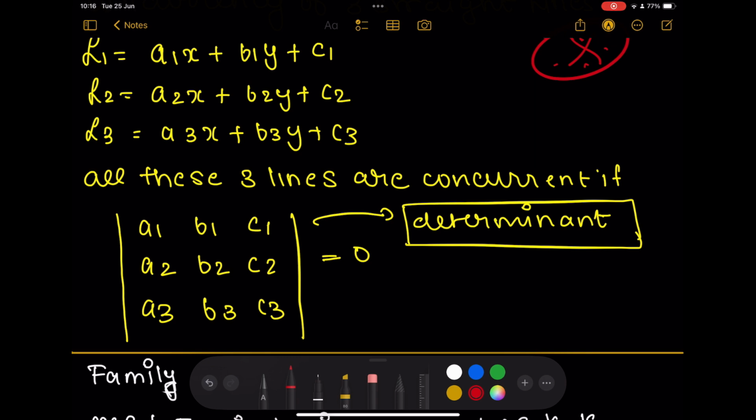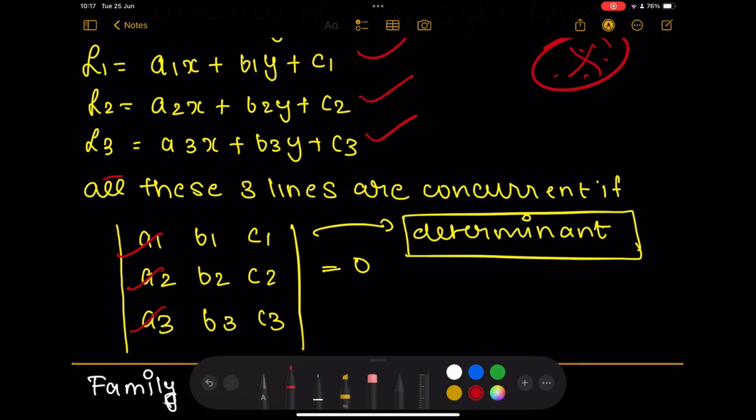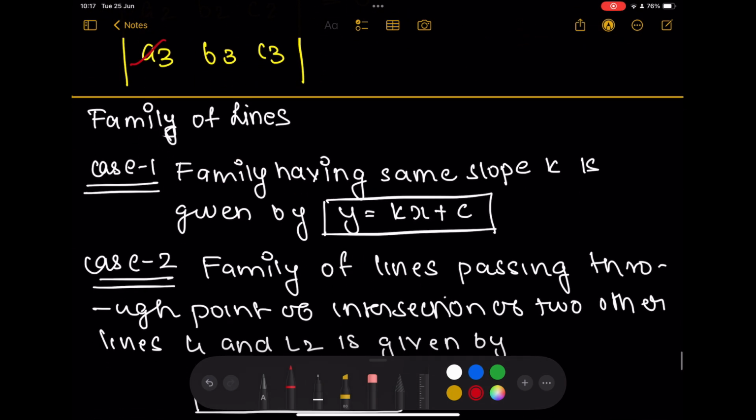So basically, if 3 lines are concurrent, suppose the line L1 is a1x plus b1y plus c1, and L2 is a2x plus b2y plus c2, and L3 is a3x plus b3y plus c3. If these 3 lines are concurrent, then the determinant of the coefficients a1, b1, c1, a2, b2, c2, a3, b3, c3, all these 9 values, will be equal to 0. Very, very important point. Okay.